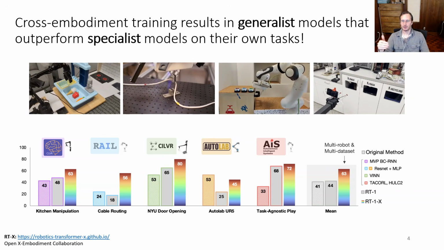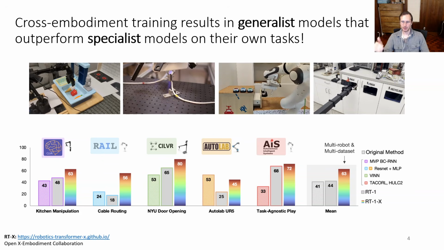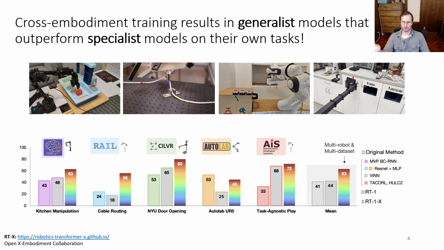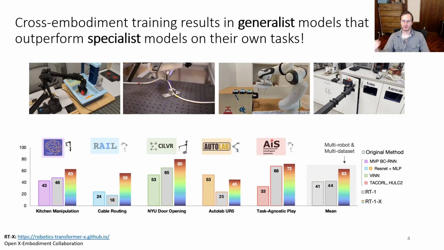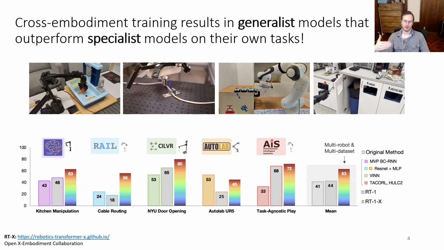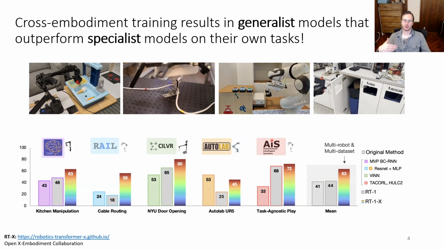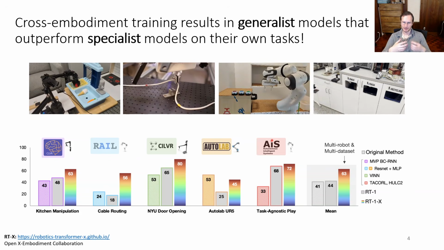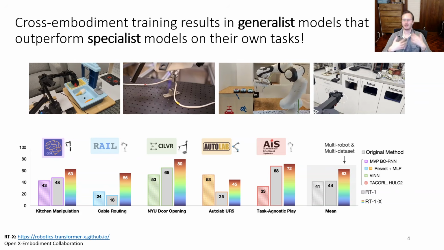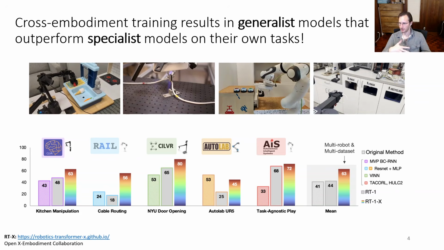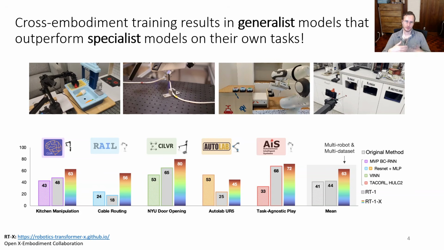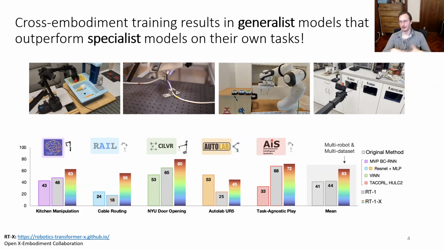And what you can see in the averages plot on the right, where it says mean, is that the cross-embodiment model, the rainbow-colored bar, is about 50% better on average than either the baseline or the specialized models that each of these labs had. And that's actually really, really interesting, because each lab had a different method that worked well for their particular tasks, and here comes along this cross-embodiment generalist model that actually beats all of them by a pretty large margin.